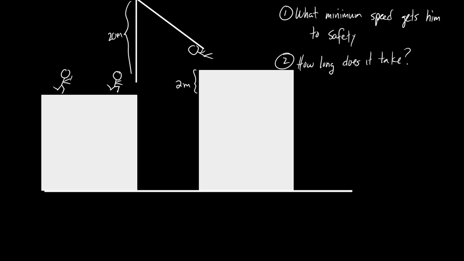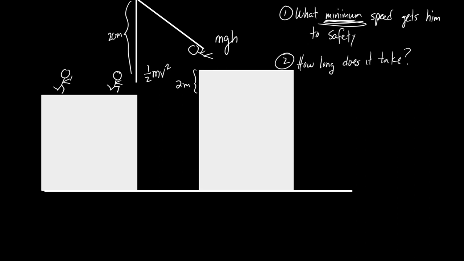Is he currently at the lowest point in the problem? When he makes it to the highest point, is he stopping? I think so. Minimum. The minimum speed necessary will get him to 2 meters, and that's it. So I'm thinking gravitational potential energy here and kinetic energy here, and that's it. That's all question number 1 is asking. First semester physics.